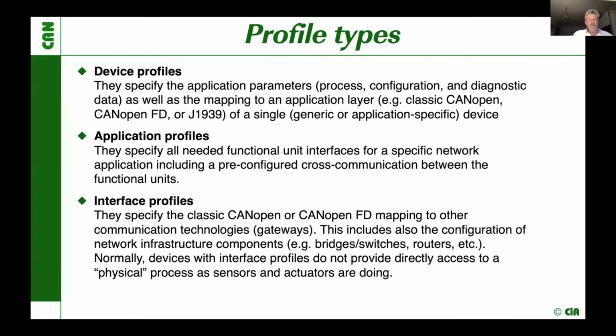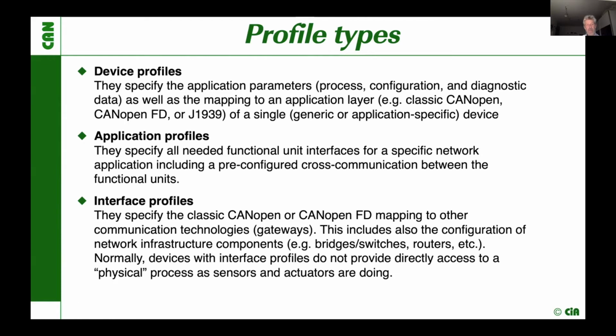Okay, so let's start with the different profile types which we support in CiA. We have the device profiles. This is what we started with. They specify the application parameters, process configuration, diagnostic data, as well as the mapping to an application layer. Normally, this would be classical CANopen, CANopen FD, or J1939, of a single device. So this is just the interface and the viewpoint of a single device.